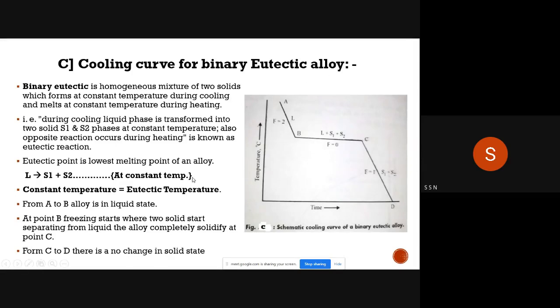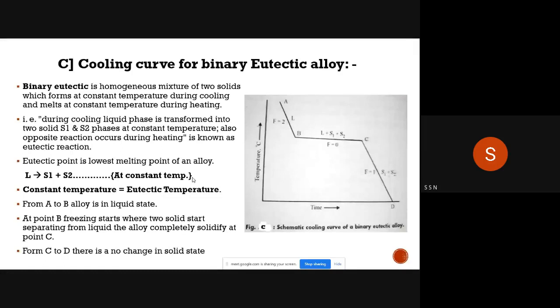These types of cooling curves are very necessary and important while studying the phase diagrams of iron carbon. There you will find written S1 plus S2, or liquid plus solid 1 plus solid 2. So if liquid plus S1 and S2 is written, that means whatever components or alloys are there, those are binary eutectic alloys.